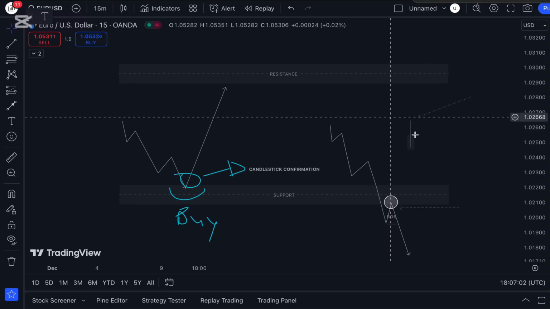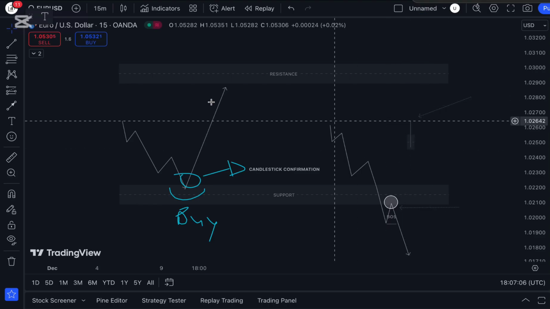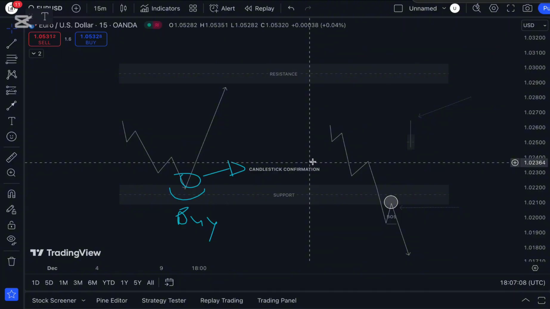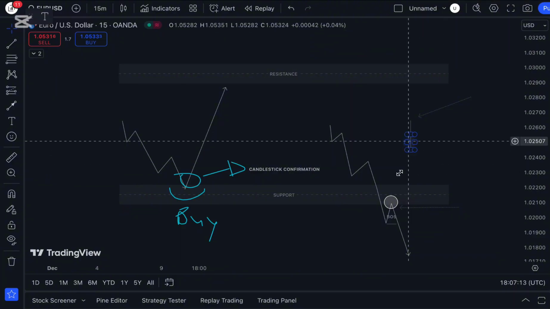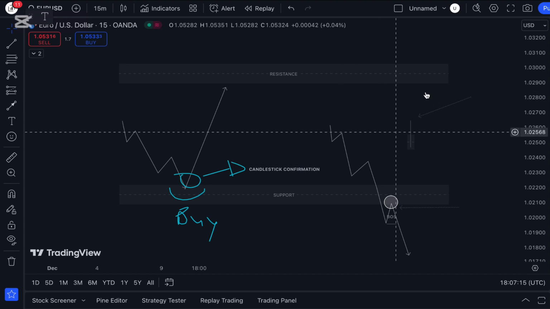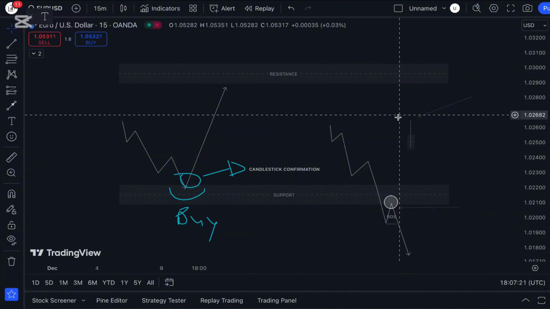Now when price rejects, it means that price was going to the upside, but we didn't have enough bullish momentum to keep price going up. So in that case, price failed to move up, it rejects, and then it forms a bearish candle with a wick to the top side.